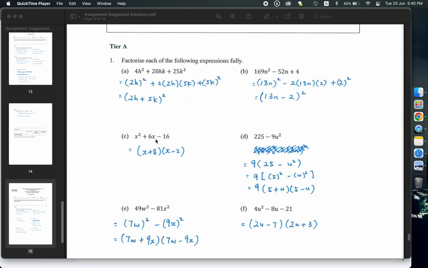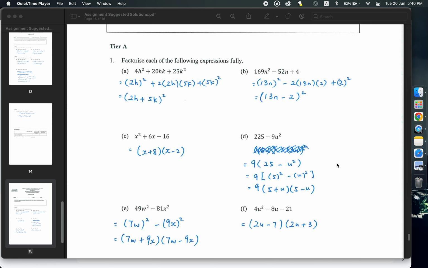Then of course, over here, this one, we can't always use the identity, right? So this is an example just to show you. Just because we have x squared here and 16 is actually 4 squared doesn't mean that this one can use a special identity. No, it doesn't work, right? So this is what we get.